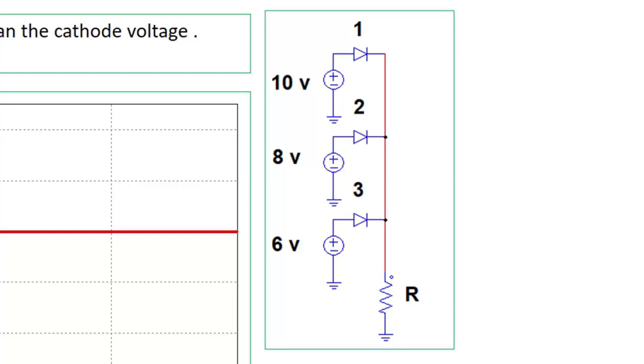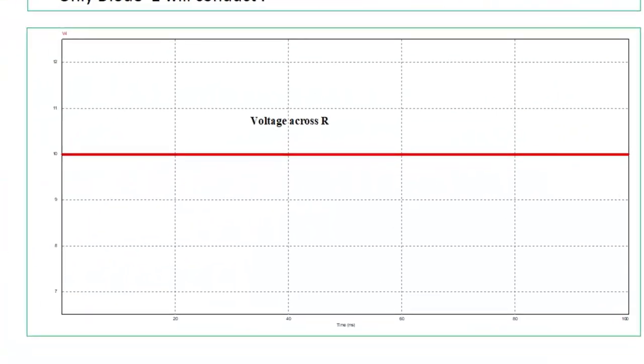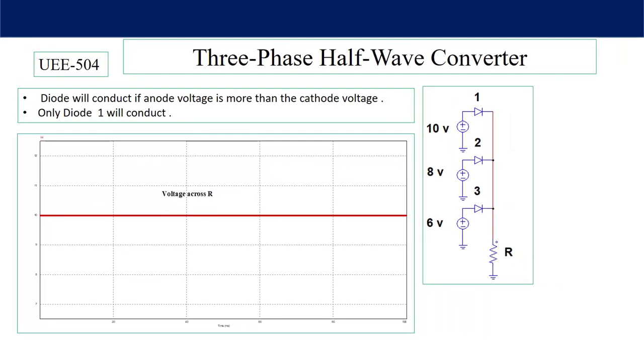So ultimately, though all three voltages are positive, the diode having the maximum voltage will conduct. You can see in the waveform that the voltage across the resistance is equal to 10 volt, and the other two diodes are not conducting. That means diode number 2 and diode number 3 remain off. This principle is used in three-phase half-wave and full-wave converters: if three thyristors are there, then the thyristor having the maximum anode to cathode voltage will conduct, and the other two will remain off. Keeping this in mind, let's proceed.